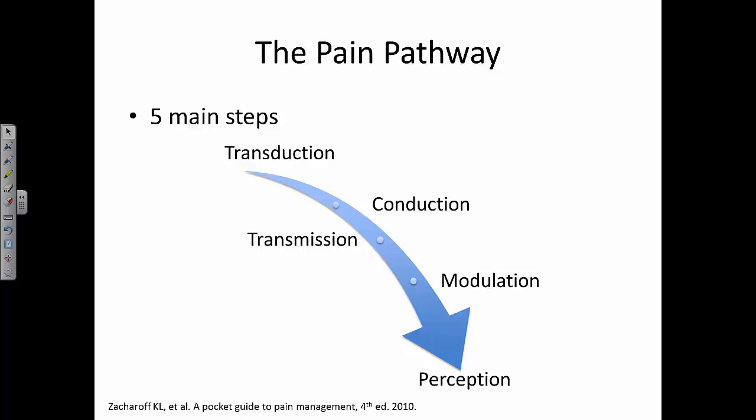So 5 main steps. This is pretty easy to remember. It's only 5 steps for a pretty complex process. We start out with transduction, then conduction, transmission, modulation, and lastly perception. So let's talk a little bit about what each of these steps mean.